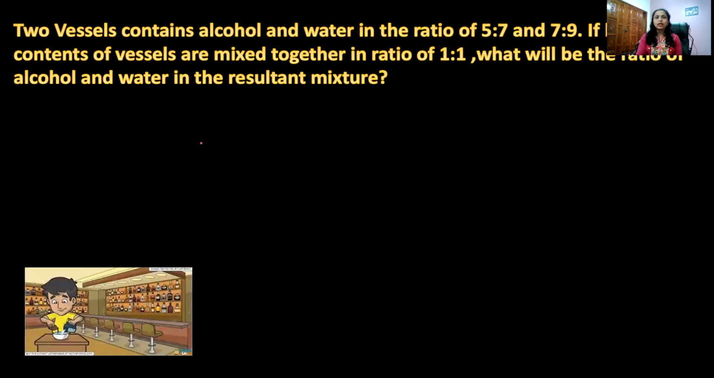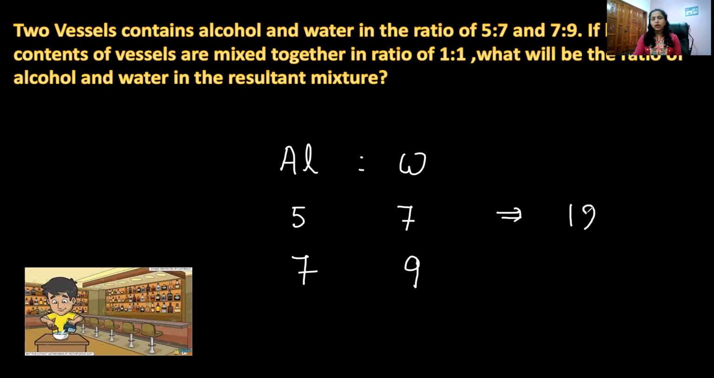Now, let's try the next question. Two vessels contain alcohol and water. So now we have alcohol and water. Here it is in the ratio of 5:7, and another is 7:9. Now here you see the sum is 12, and here the sum is 16, right? If both the contents of the vessels are mixed together in the ratio of 1:1, what will be the ratio of alcohol and water in the resultant mixture?